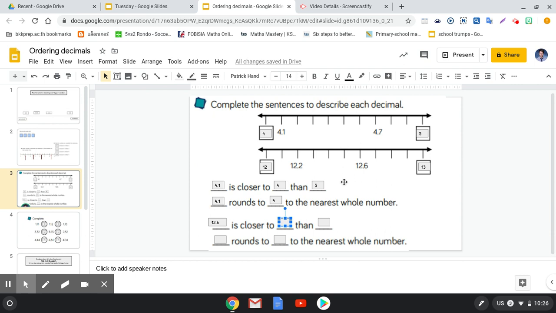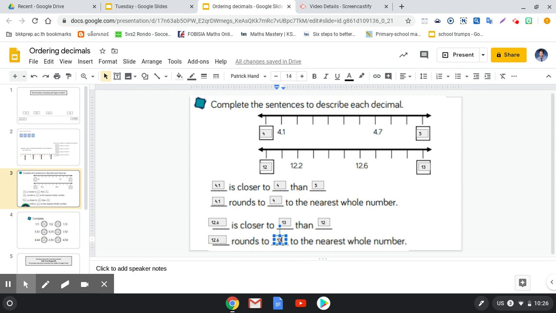Here is the middle. Here's 12.5. Now remember, that would also round up if it's in the middle point, but 12.6 is past the middle. So it's closer to 13 than it is to 12. So 12.6 rounds to 13 to the nearest whole number.